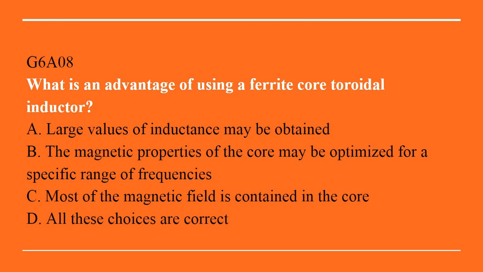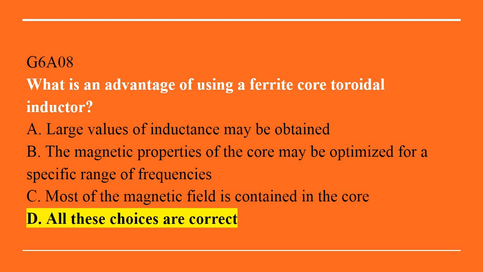G6A08, what is the advantage of using a ferrite core toroidal inductor? A. Large values of inductance may be obtained. B. The magnetic properties of the core may be optimized for a specific range of frequencies. C. Most of the magnetic field is contained in the core, or D. All of these choices are correct? Correct answer is D. All of these choices are correct.